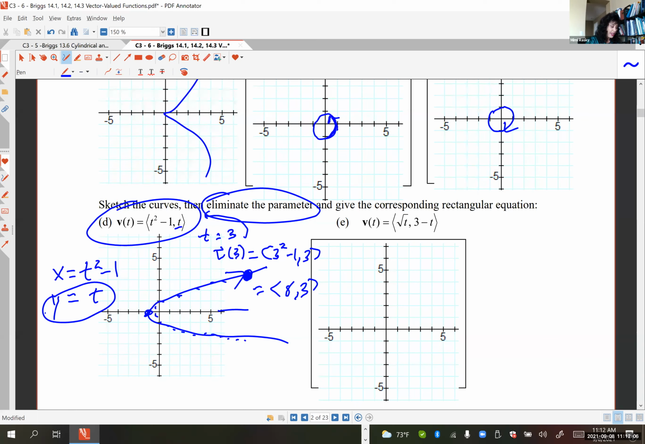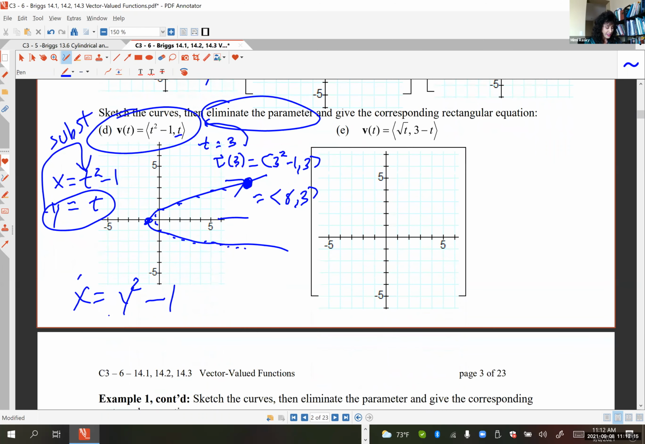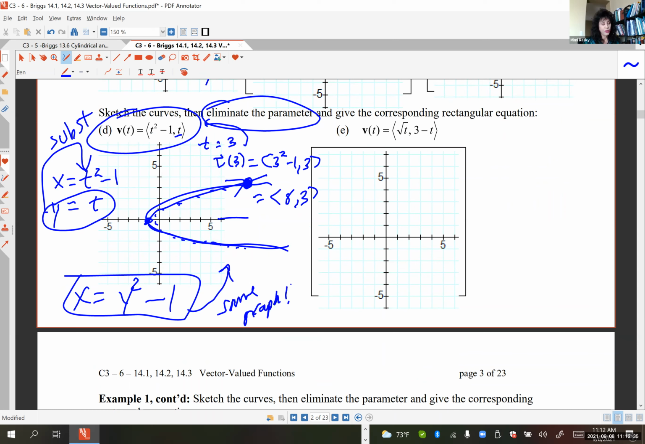Oh, okay, then what? Then you substitute that into the other equation. So your final answer, when you eliminate the parameter for this case, is x is equal to y squared minus 1. And now you do a check. Is the graph of this single rectangular equation the same as this sideways parabola? And I claim it is. So we've got a winner. Same graph, everybody's happy, and we win. And so we got a single rectangular equation where we eliminated the parameter. And we're done with that example.